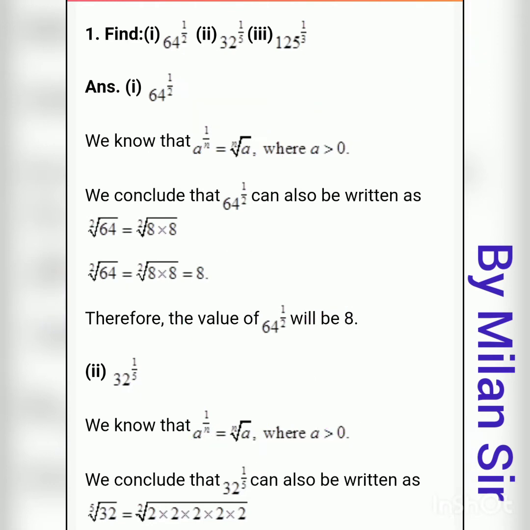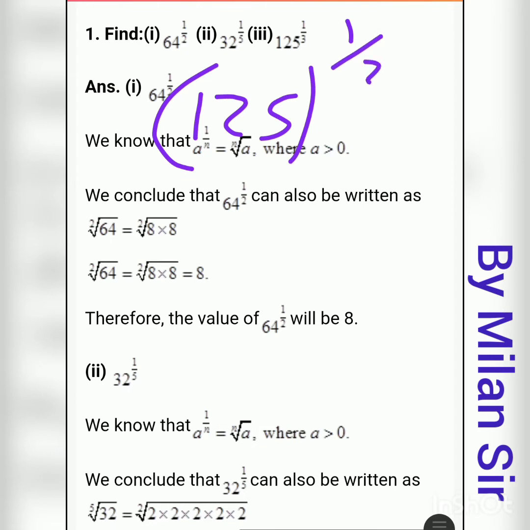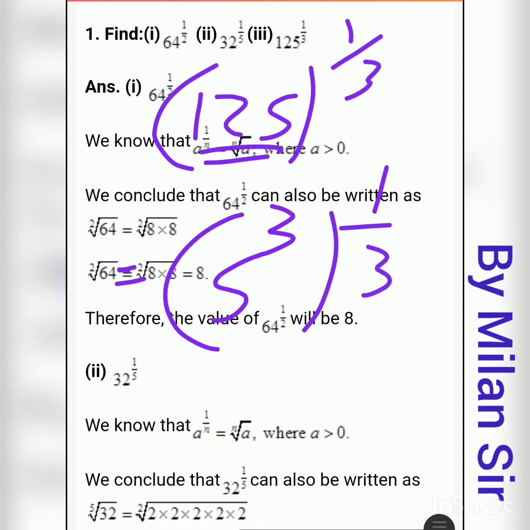Okay, again 125 raised to 1 by 3. First of all, in place of 125, we can write 5 raised to 3. Here we have 1 by 3, so this 3 3 cuts, 5 raised to 1, 5.